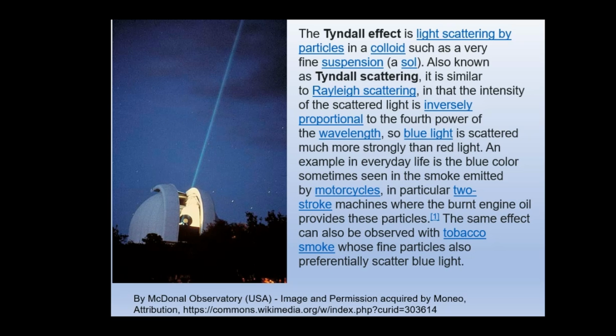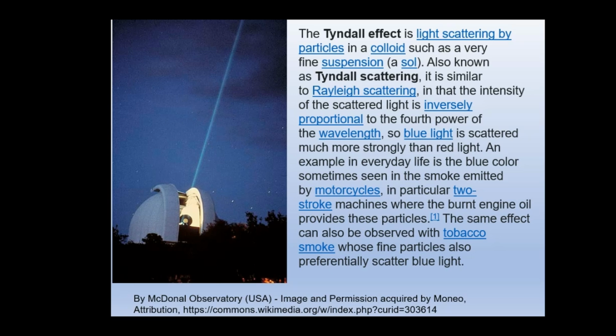So this is a lunar laser. They shoot a laser at the moon. Somebody left a mirror up there. They can do various atmospheric measurements. And so there's dust. So here we see the Tyndall effect. The laser's going up, and we can see it because it's getting scattered off of small particles of dirt. The Tyndall effect is light scattering by particles in a colloid, such as a very fine suspension.